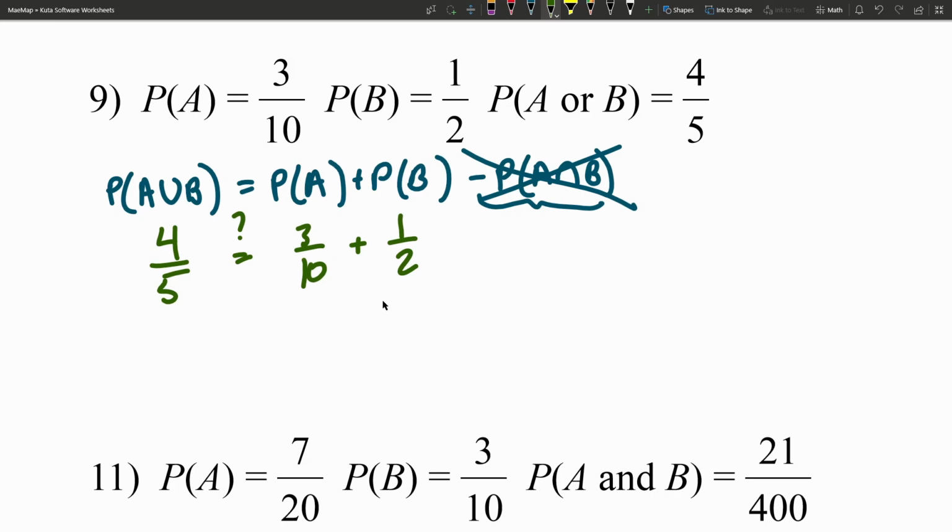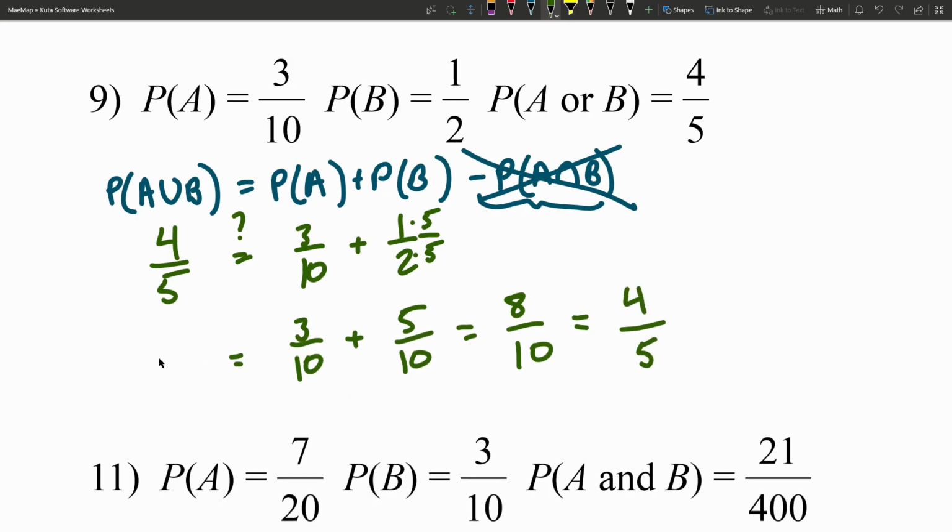We need to find some common denominator, and I know that 2 goes into 10, so I'm going to multiply this second fraction by 5/5. That's going to give me 3/10 plus 5/10, which equals 3 plus 5 is 8. That's 8/10. Does 8/10 equal 4/5? Yeah, if we were to divide by 2, 8/10 does indeed equal 4/5. So because the probability of A plus B equals 4/5, we know that that intersection is indeed 0. Therefore, these events are mutually exclusive.